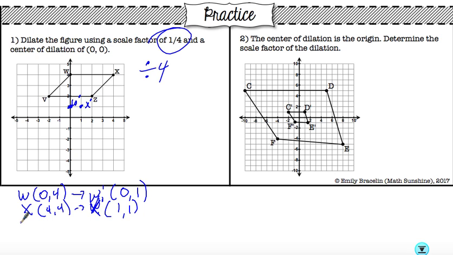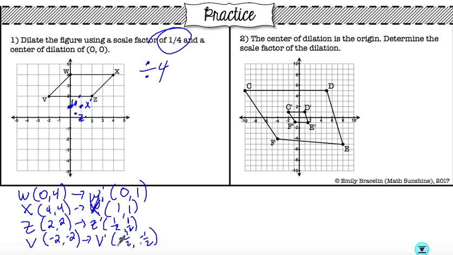Okay, and then I have Z and V. Z is located at 2, 2. If I divide both of those by 4, I get 1 half, 1 half. It's a little bit small here. And then the last one is V. V is negative 2, 2. It's very similar. So V prime will be negative 1 half, negative 1 half. Negative 2 divided by 4 is negative 1 half.